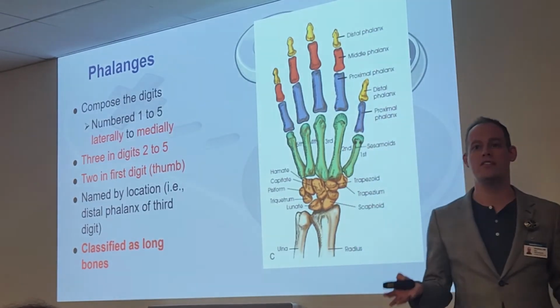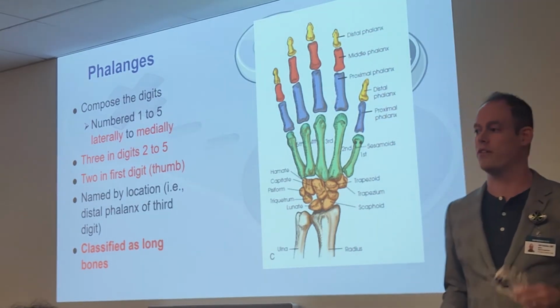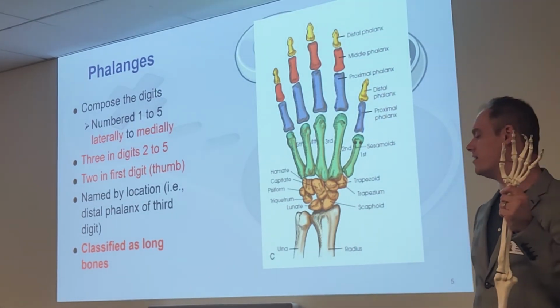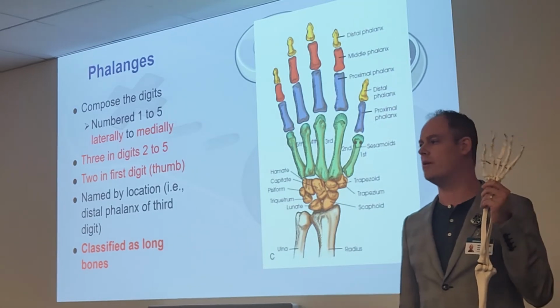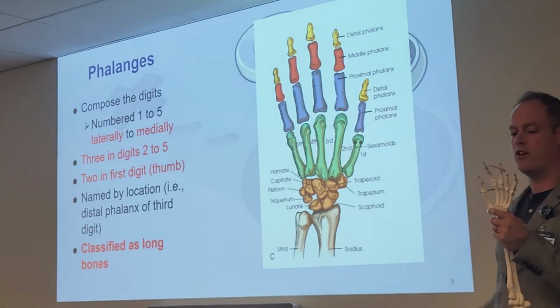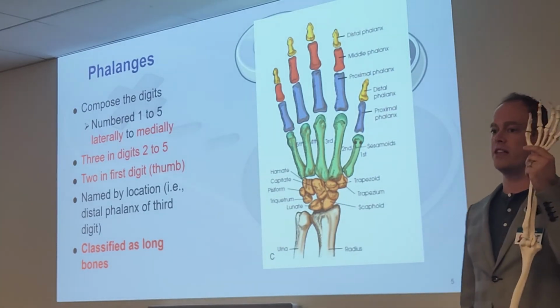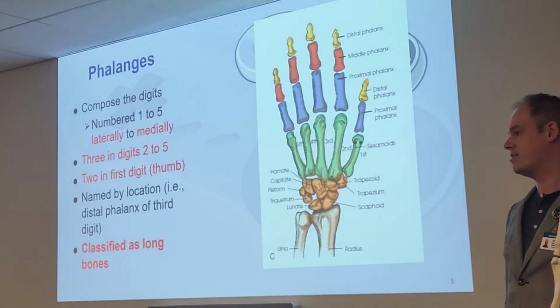And of course, all of these phalanges do fall under the category of long bones. People forget that fact as well. Put a star on that, remember that. People always miss that. Even though they're little bones, they're considered long bones because they each have an epiphysis and a diaphysis.